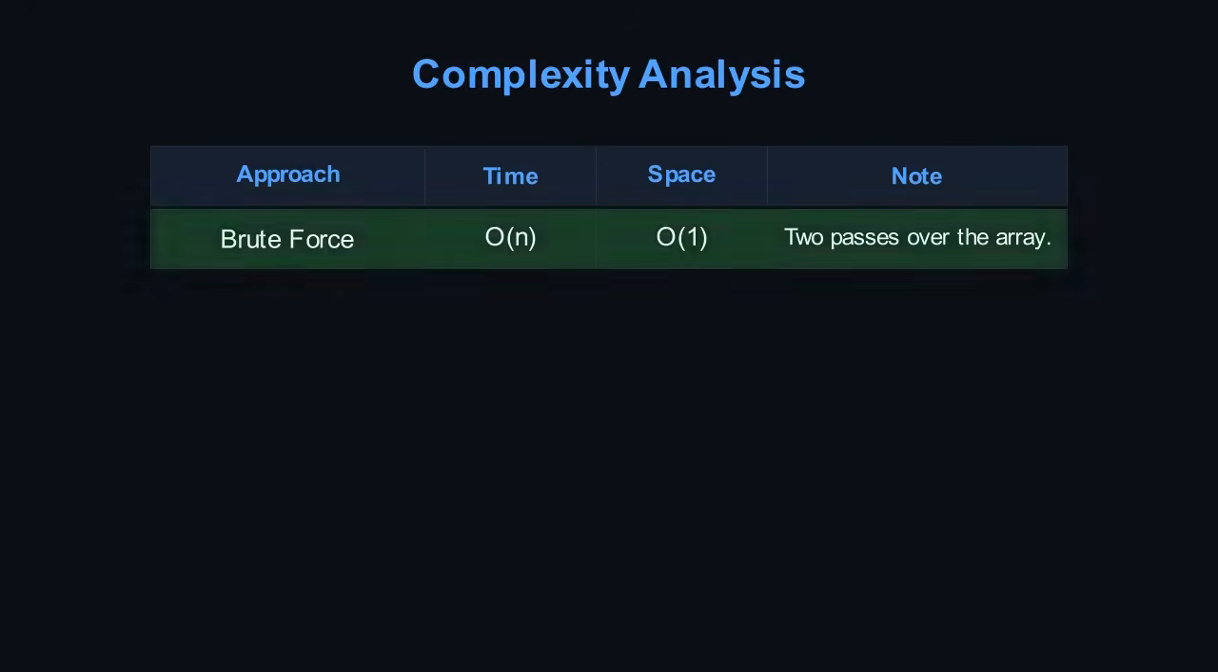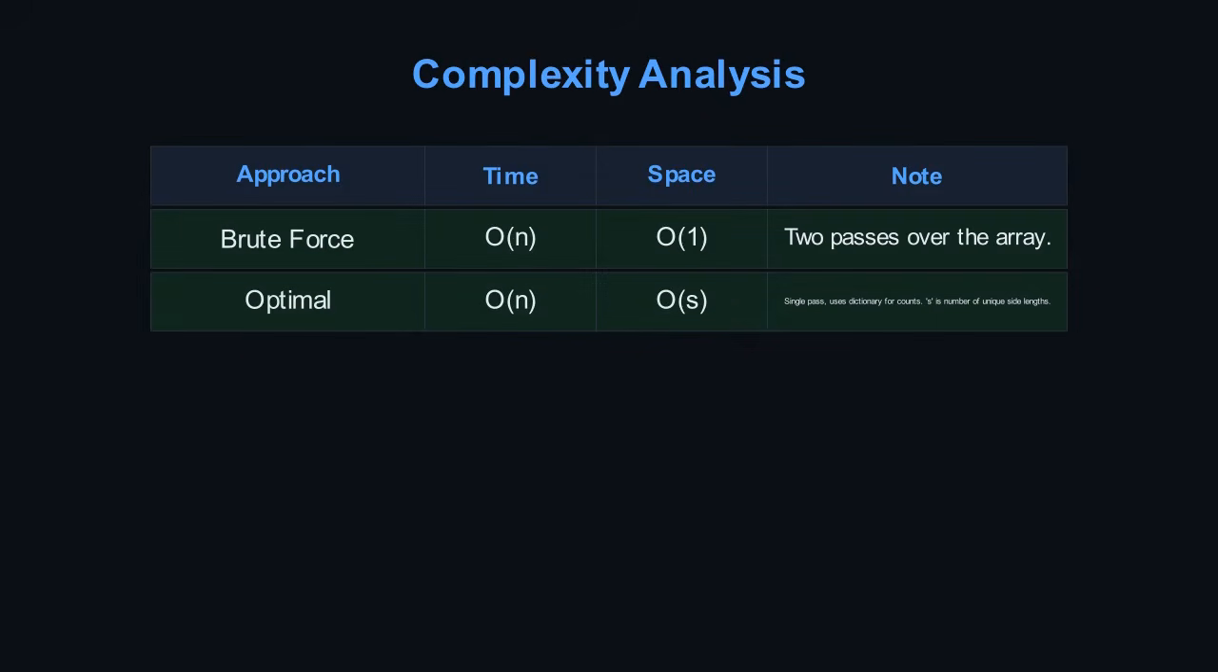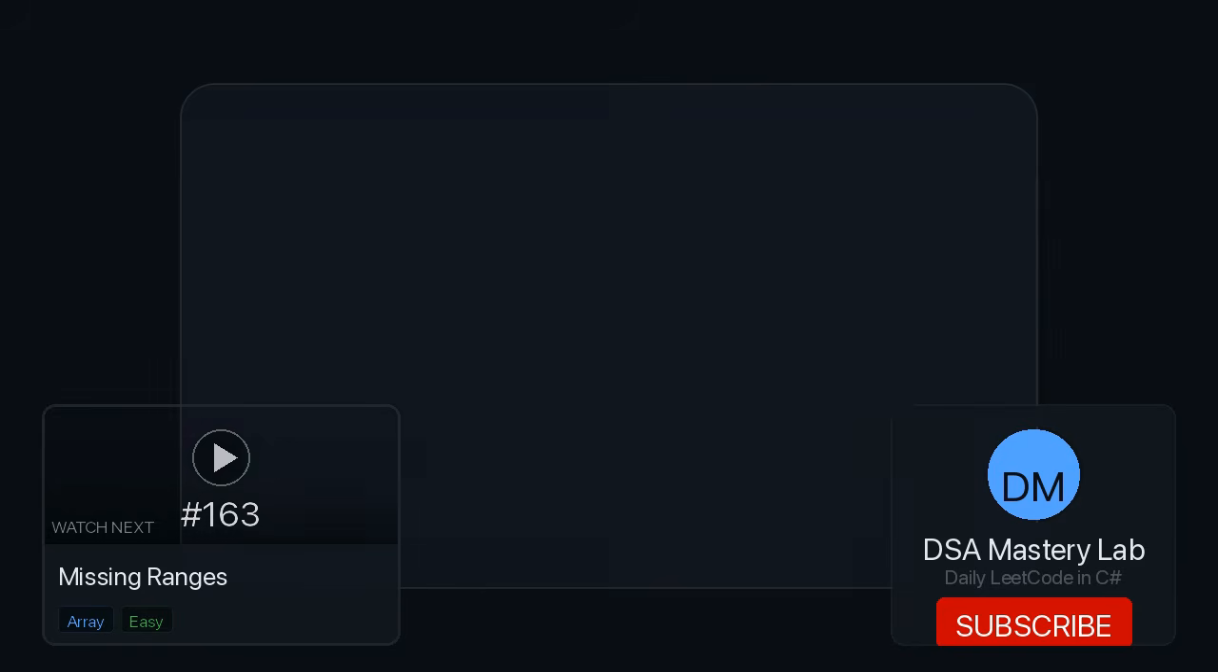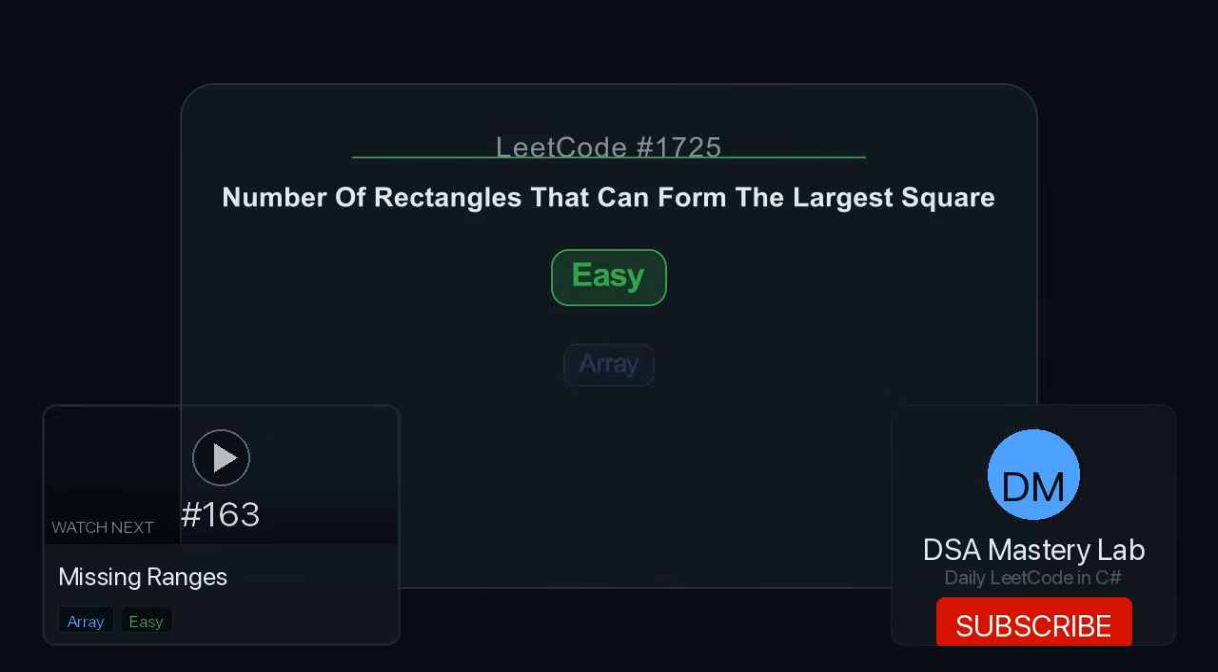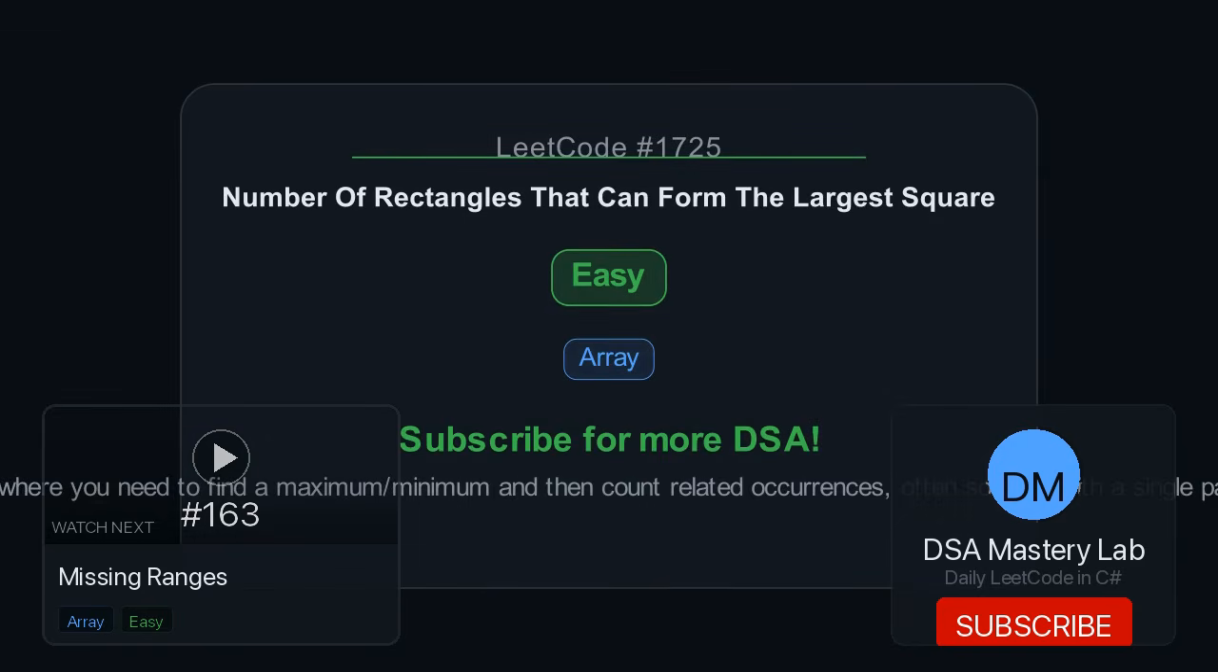Time complexity is O(n) due to a single pass through the rectangles. Space complexity is O(S), where S is the number of unique side lengths encountered for storing the dictionary. This dictionary-based approach is super efficient for frequency counting problems. Try the next problem, same pattern, just a different twist.